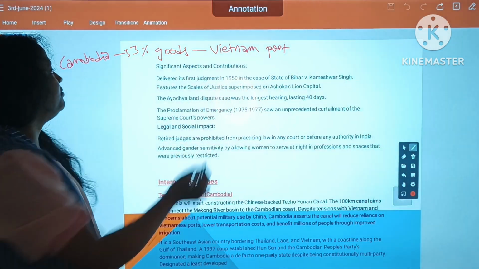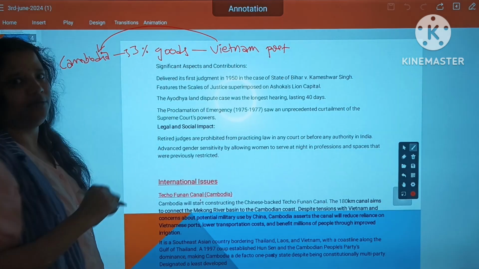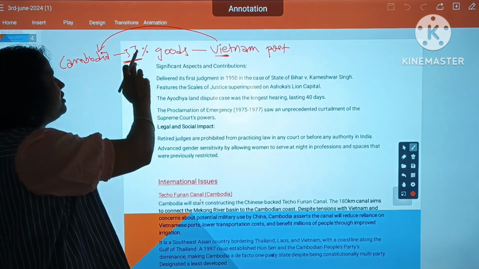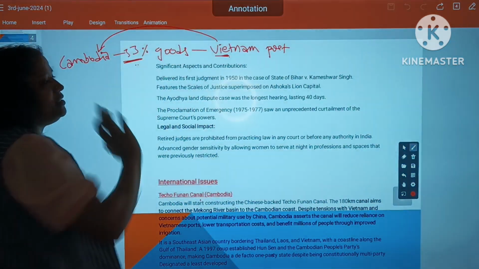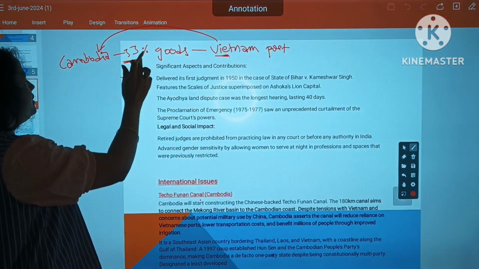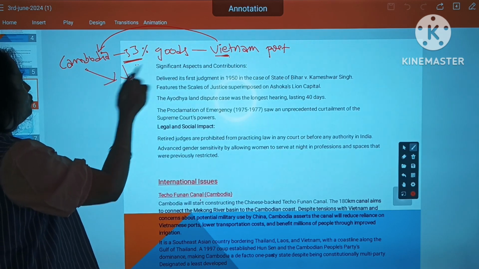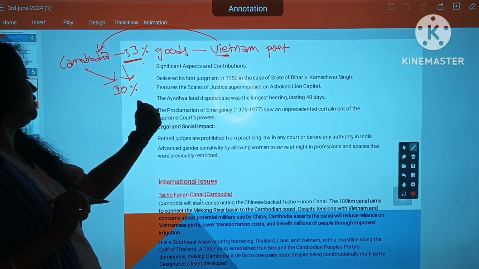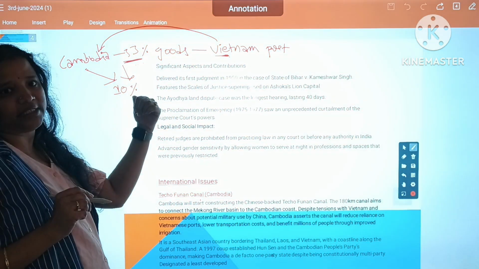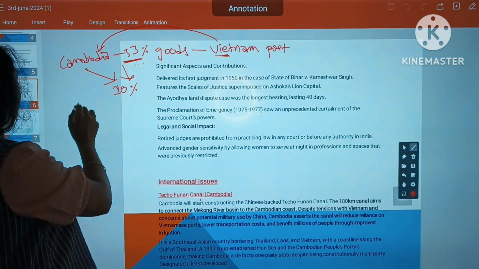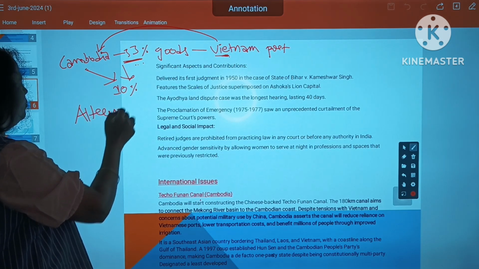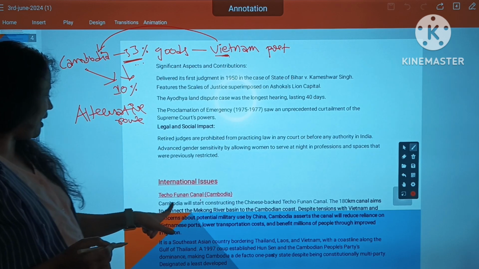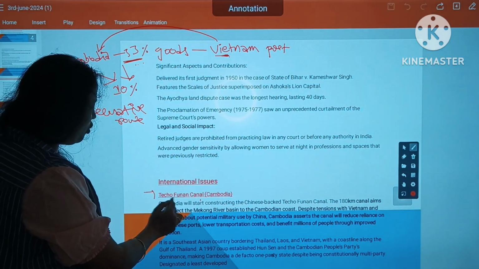So due to this, Vietnam and Cambodia are fighting, because this much trade is going through Vietnam port. For this, the quarrel is happening. To solve this, Cambodia wants to reduce these goods to 10%. So how can this be reduced? If they find an alternative route. So for this, Cambodia wants to construct a canal, the Techo Funan Canal.